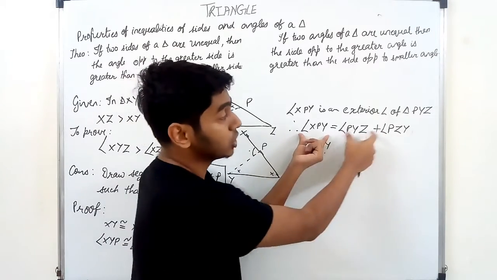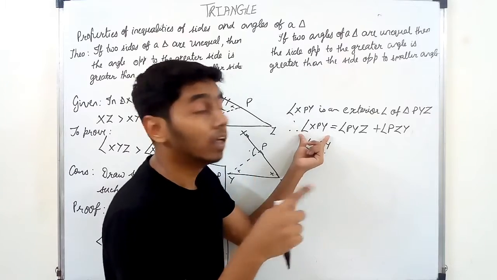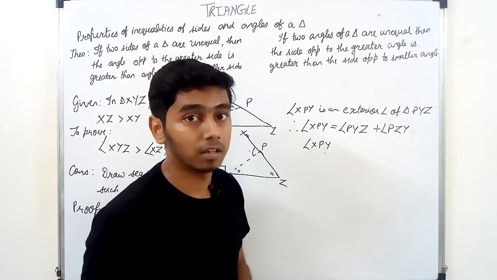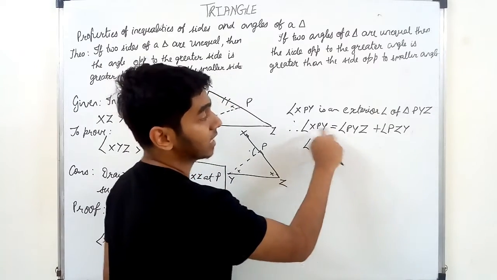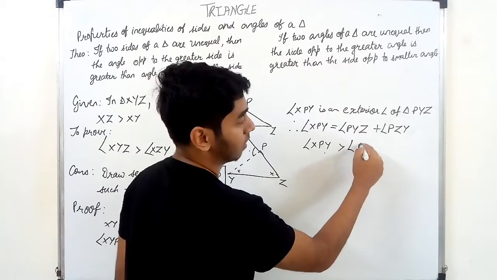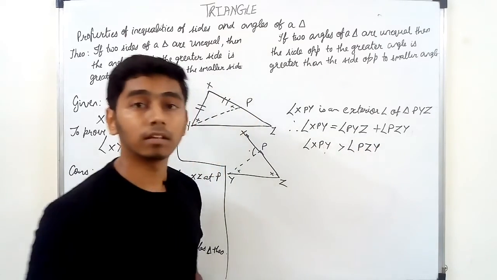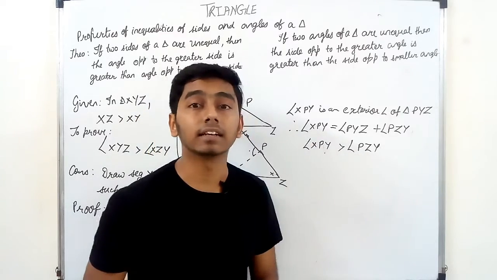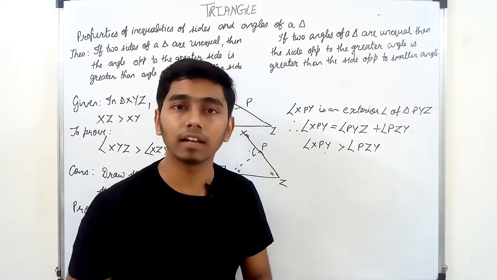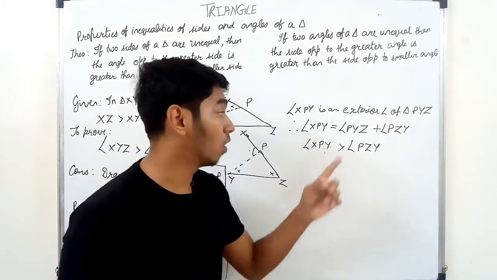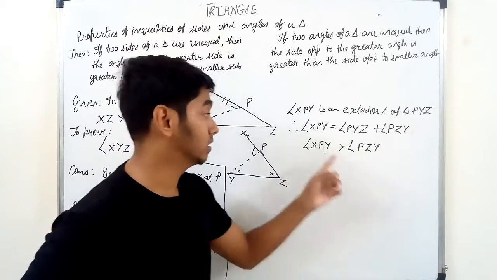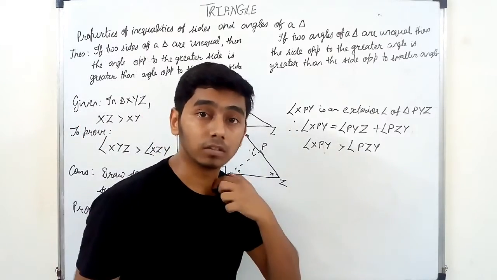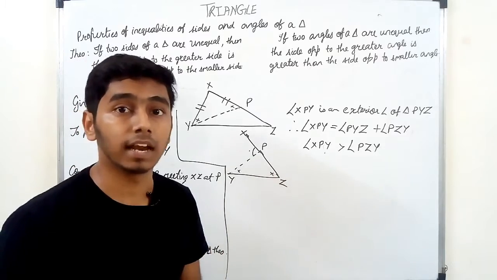So if you consider these two angles one at a time, the exterior angle will be greater than both of them one at a time. Yes or no? Therefore, we can say that XPY is greater than angle PZY. Because exterior angle is always greater than any one of the interior angles you compare with it. So if you are confused, go back and check the video for exterior angle theorem.